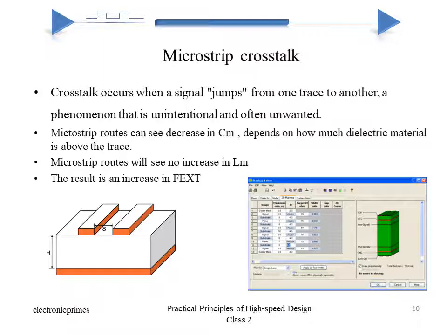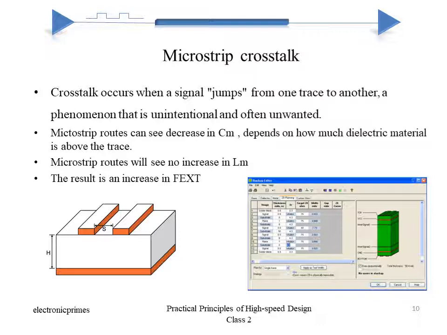Microstrip crosstalk. Crosstalk can occur when a signal jumps from one trace to another. It's a phenomenon that is unintentional and often unwanted. So microstrip routes can see a decrease in mutual capacitance depending on how much dielectric material is above the trace. Microstrip routes will see no increase in mutual inductance, and the result is always an increase in far end crosstalk.